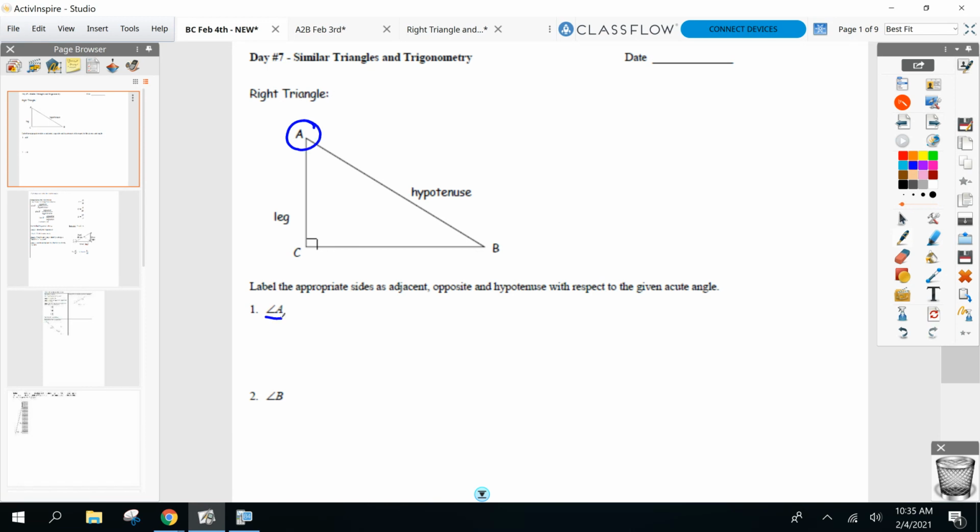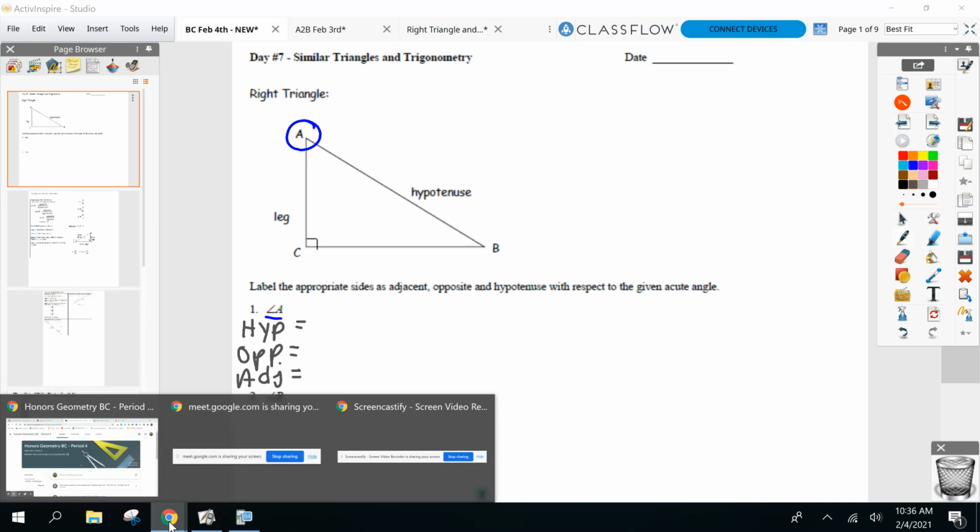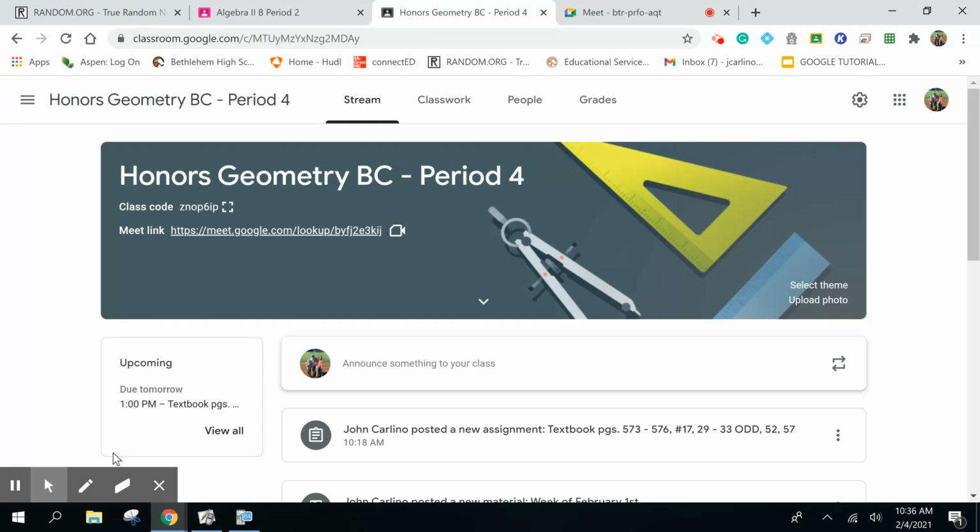Angle A. If you were looking at angle A, what segment would be the hypotenuse in this diagram? What segment would be opposite angle A in this diagram? And what segment would be adjacent to angle A in this diagram? All right, that's what I'm going to ask a couple of you right now. So if you're looking at my triangle from angle A, what's the hypotenuse segment, the opposite segment, and the adjacent segment? And I know I already have a couple of them labeled there, but hey.